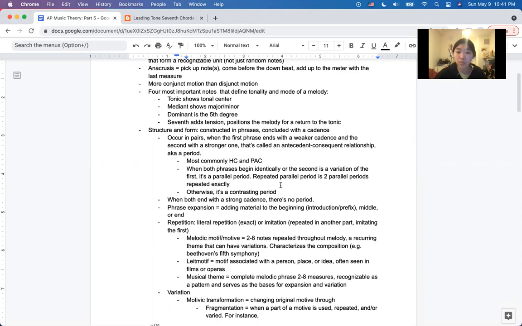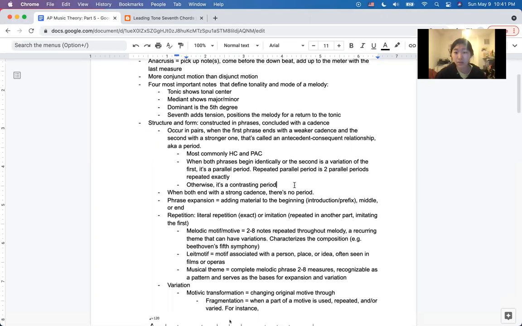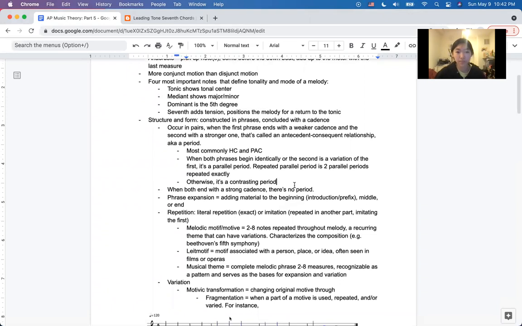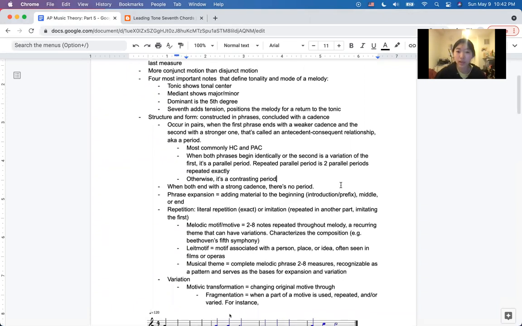When both phrases begin identically, or the second is a variation of the first one, it's called a parallel period. And if you have two parallel periods, that's called a repeated parallel period. Pretty self-explanatory. If they're different phrases, then it's called a contrasting period. When both phrases end with a strong cadence, there's no period.